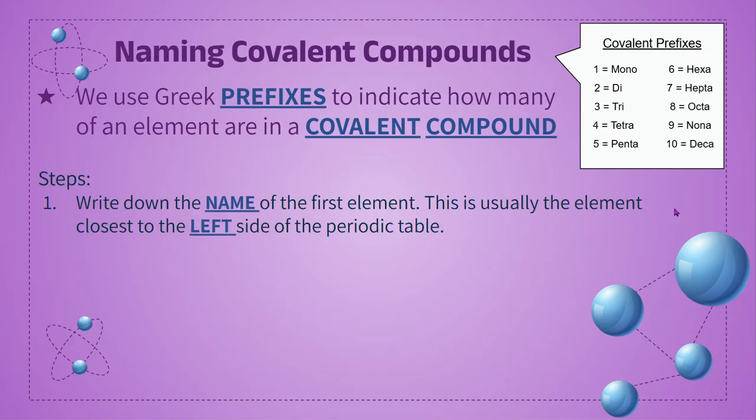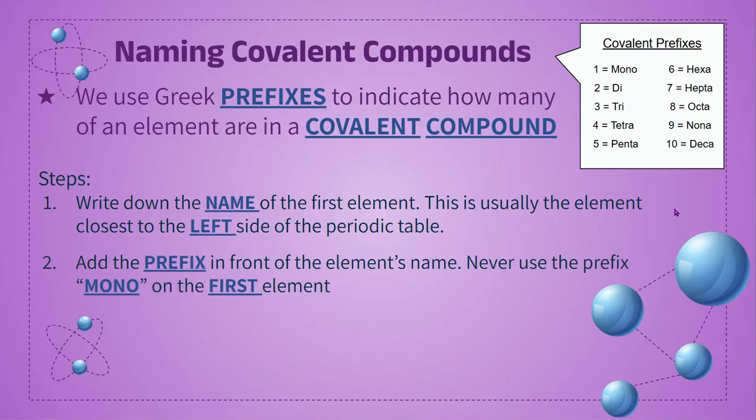So here's what we do. The first thing we do, we look at our compound, and we write down the name of the first element, just like it appears on the periodic table. This is usually the element closest to the left side of the periodic table. Then we add the prefix in front of that element's name. One exception: if there is only one of the first element in the compound, we don't use mono. It's just assumed that if we don't write a prefix, there's only one of them.